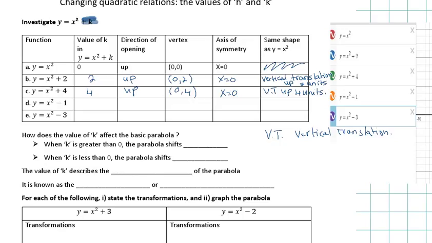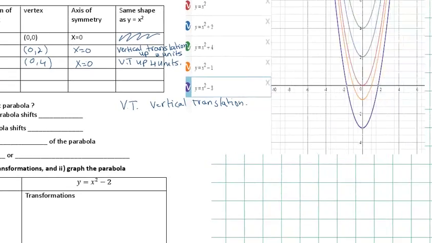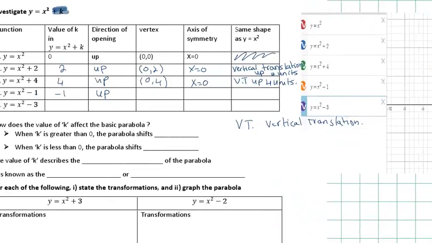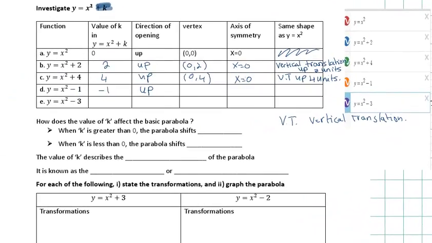What's your value of k here? -1. Direction of opening is up. Look, they're all opening up, U shape. Vertex, (0, -1). x equals 0 for the axis of symmetry. Vertical translation down 1.